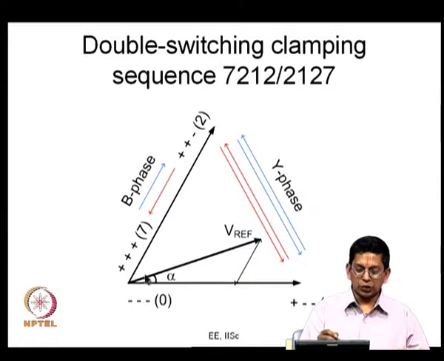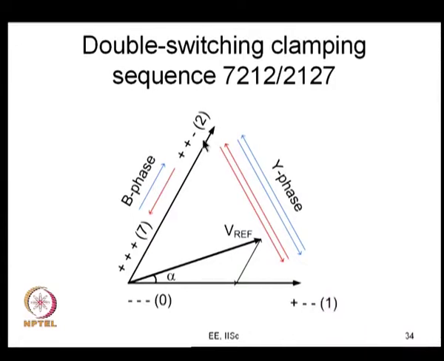Here instead of using 0 I am using 7, and from 7 I go to 2, I stay here for t2 by 2 seconds, I switch Y phase and go to 1 and apply active vector 1, stay here for t1 seconds and switch back and come here and apply this for the remaining t2 seconds. So, overall I am applying active vector 1 for t1 seconds and active vector 2 for t2 seconds and the null vector for tz seconds. So, I will get the desired average voltage vector.